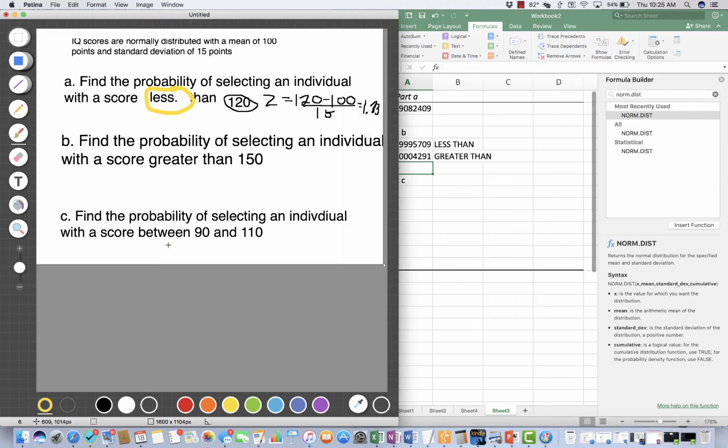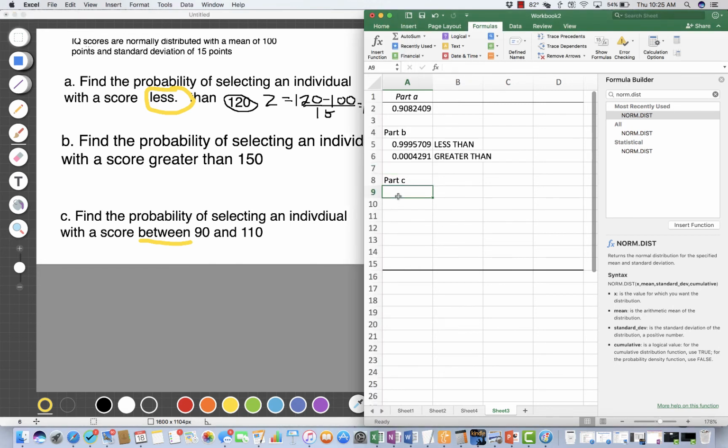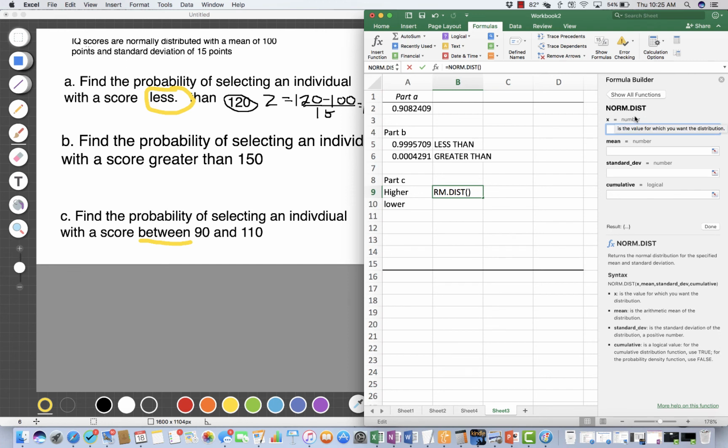What if you're looking for a range? Selecting an individual with a score between, the keyword is between. In this case, we need to do each of them individually. The higher end of the range and the lower end of the range. I'm going to use norm.dist because I do have the mean and standard deviation and score I'm interested in, so it saves me from having to find the z-score. The higher end of the range was 110, the mean of 100, the standard deviation of 15, and the cumulative value of 1.